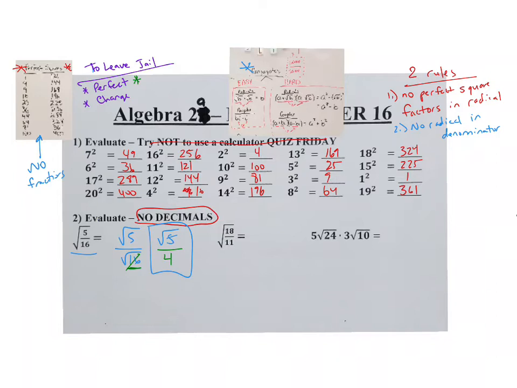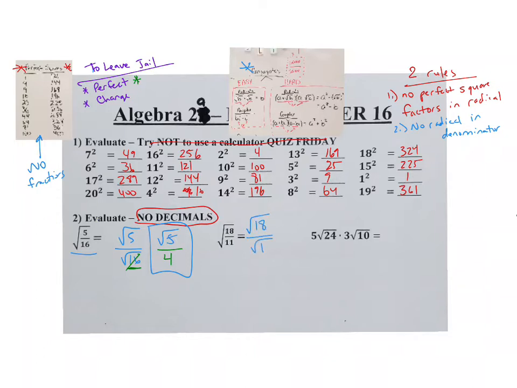So that's how you know if you have to break down a radical or not. You break down a radical if there is a perfect square factor or there's a radical in the bottom. This one's done. You're allowed to have a radical 5 on top. There's no radical in the bottom. You're done.